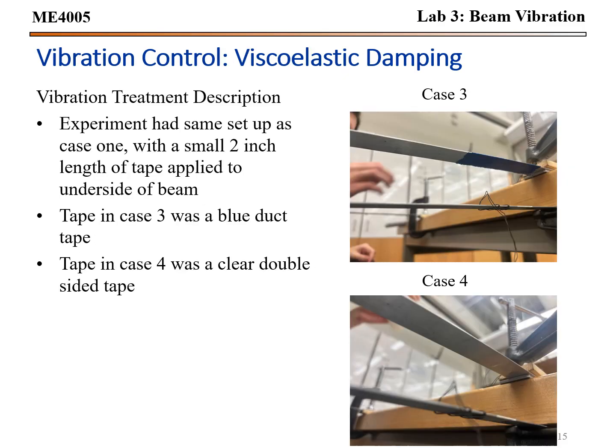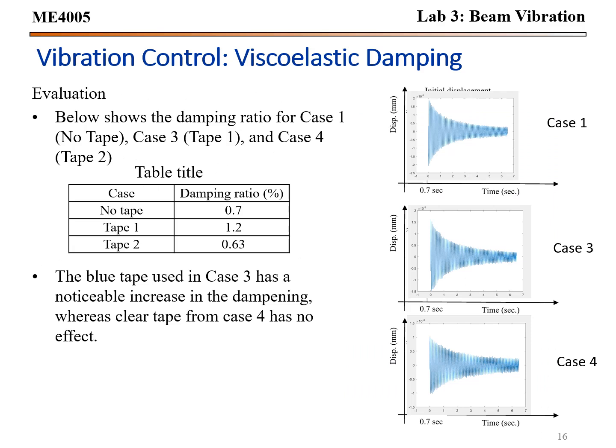After that, cases 3 and 4 were performed using a small 2-inch length of tape applied to the underside of the beam. Case 3 was blue duct tape, and case 4 was clear double-sided tape. Below shows the damping ratio for case 1, no tape, case 3, tape 1, and case 4, tape 2, where no tape and tape 2 are pretty similar, but the blue tape clearly increased the damping coefficient.